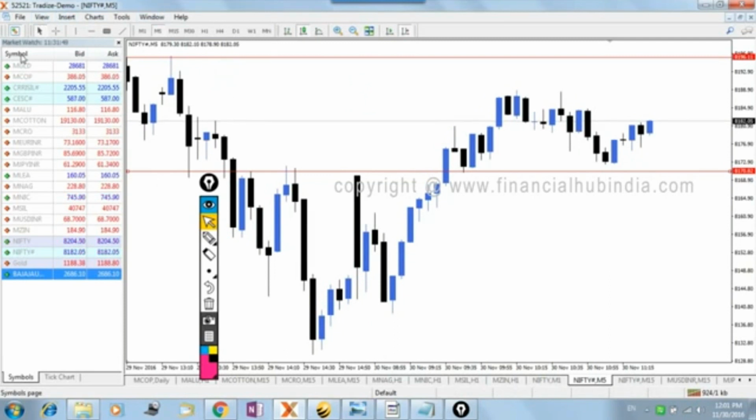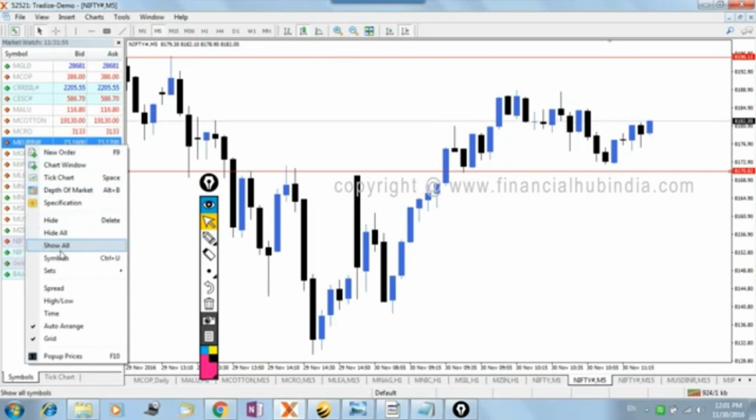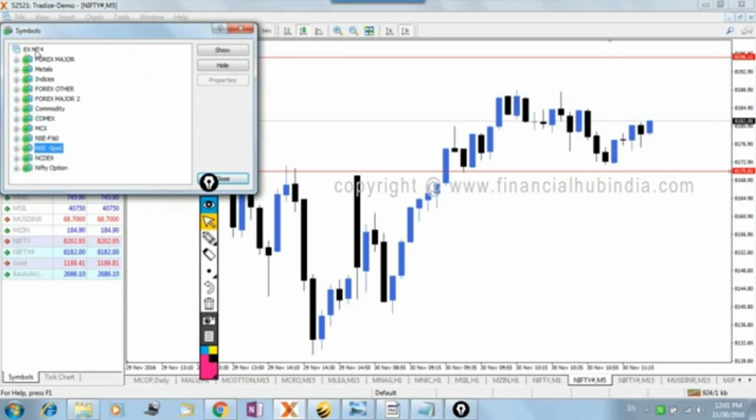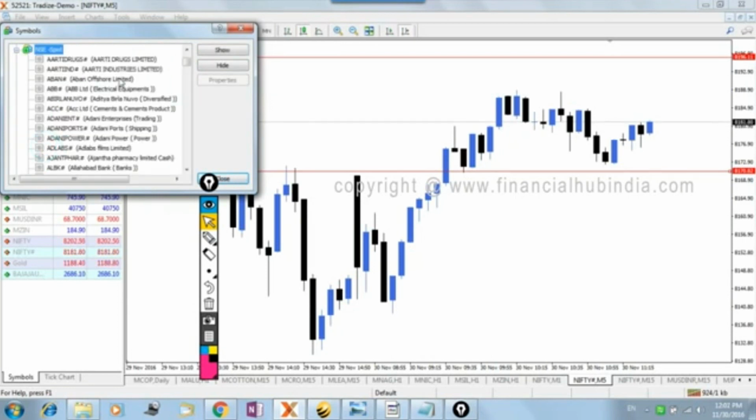Okay, now for the watch list, you'll have to come here and right click, and go to symbols. Now in symbols you can see NSE CM spot. You go to NSE CM spot and choose which stocks you want to see. So let's say I want to see ACC, show, Adani, show, Adani Ports, show. Now when I'm doing this show, you can see the watch list is adding these stocks here, ACC, Adani.